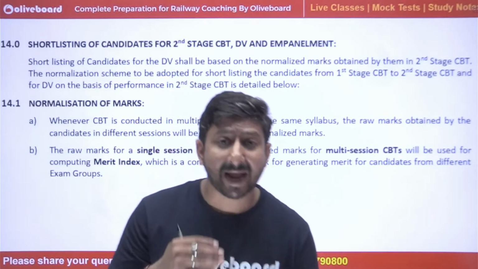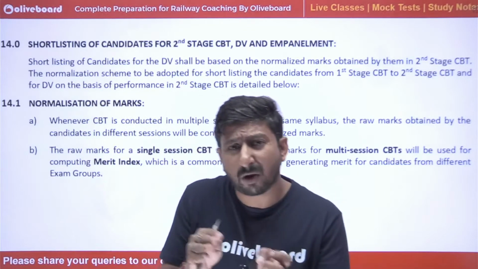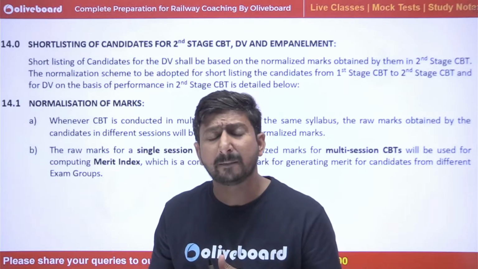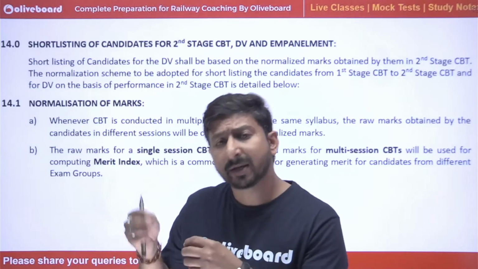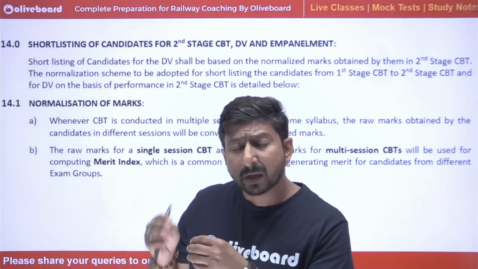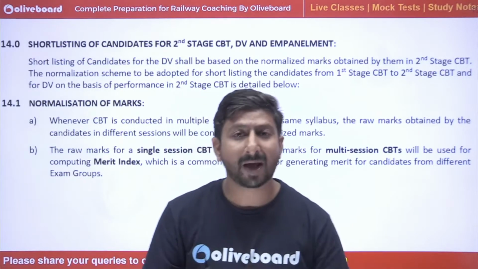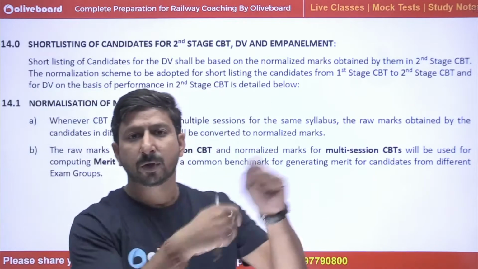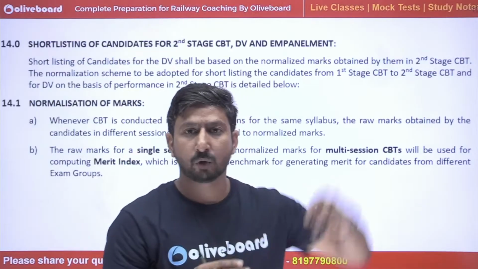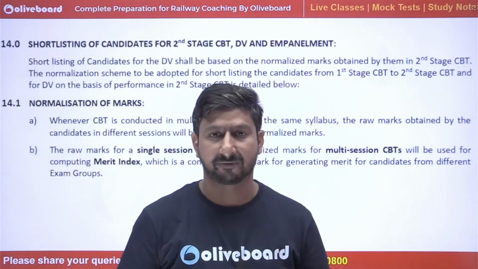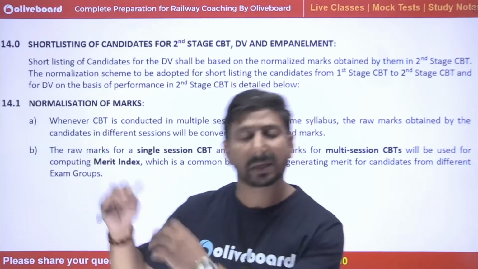And why are these marks normalized, or calculated on the merit index? This is because in some shifts you can get an easier paper, and in some shifts you can get a hard paper. Let's suppose you are giving the paper in shift 1 and that paper was easy, and you are getting good marks. But in another shift, some of the students appearing are finding that the level of the paper is harder.